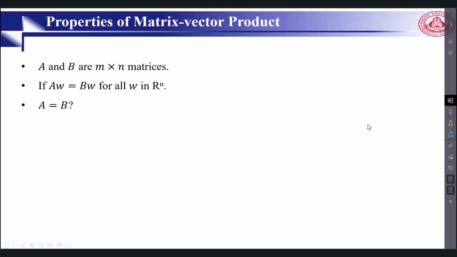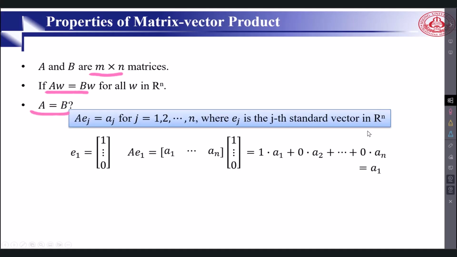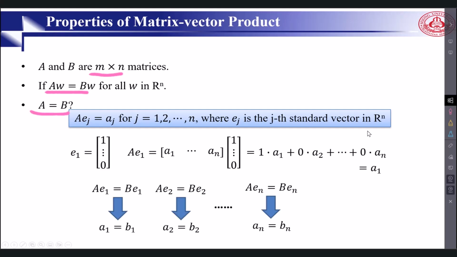And here, if we have A and B as our matrices of size M by N, and if A multiplied by W is equal to B multiplied by W for every W, then we want to check whether A is equal to B or not. So the simple answer is yes, but how to prove it, I will show you.